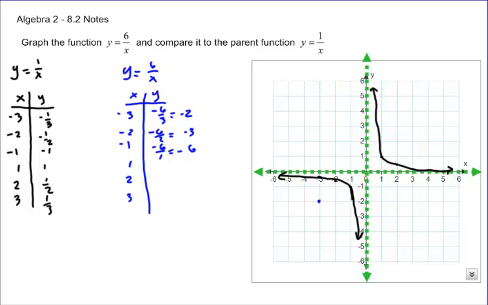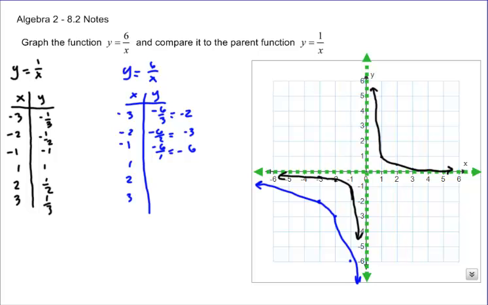At -2, I'm at -3. And at -1, I'm at -6. So what this has done is it's going to have the same curve as the previous guy, but it's stretched out a little bit further.